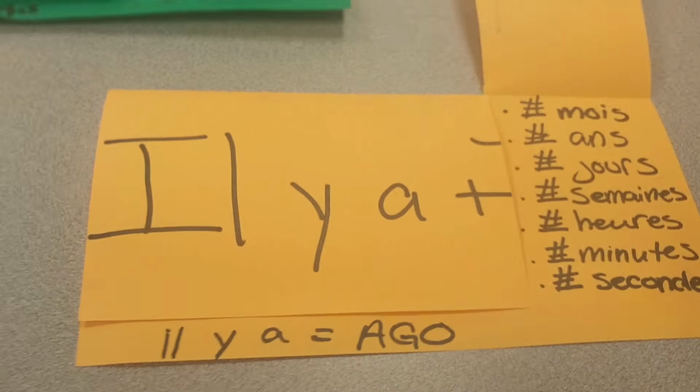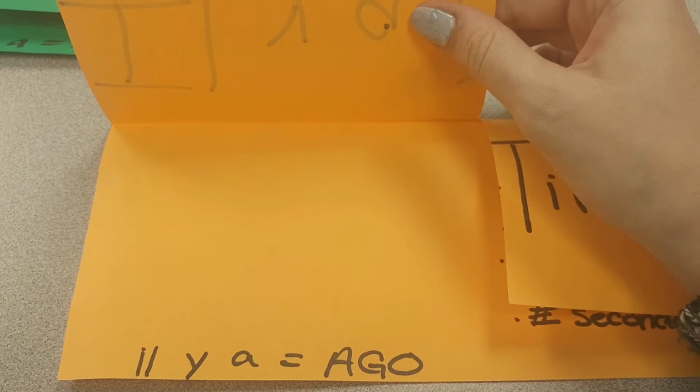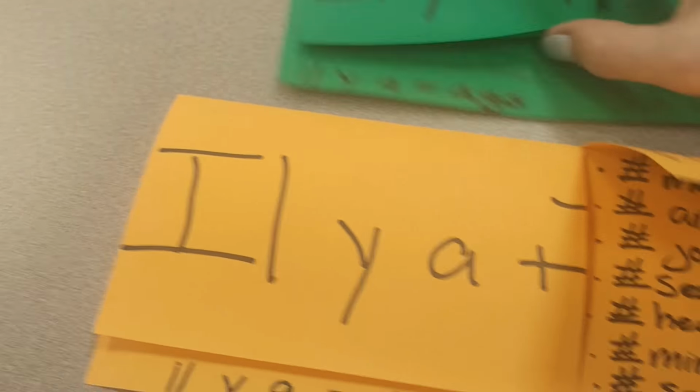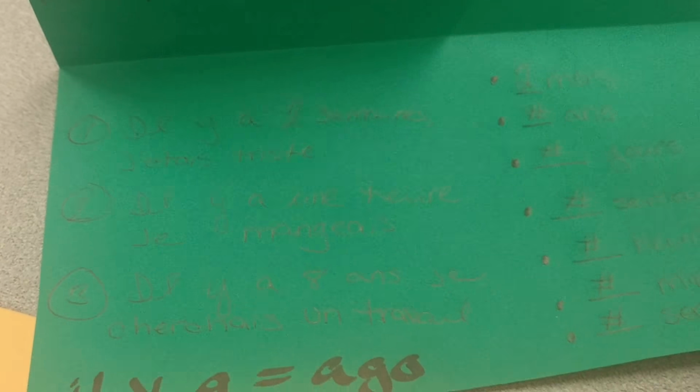So now your foldable should look something like this, okay? Now, if you pick up this tab, we don't have anything in there right now, and we're going to write 3 example sentences using the imparfait. So take a look here, okay?